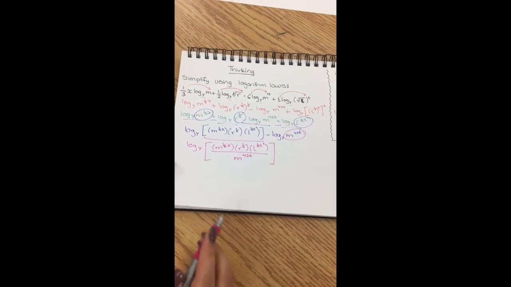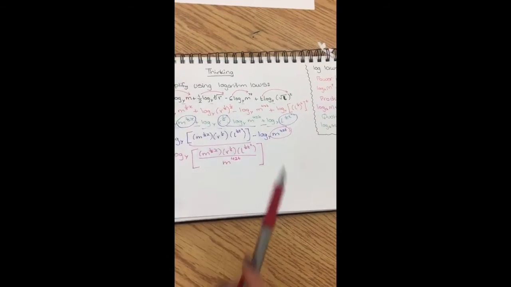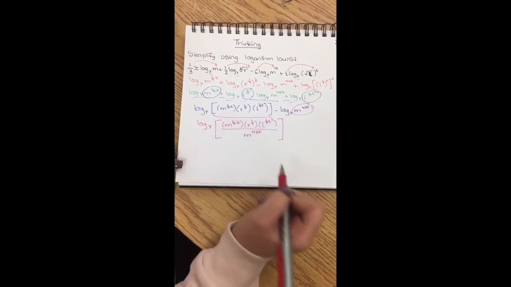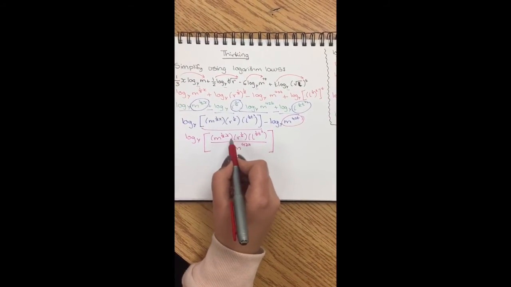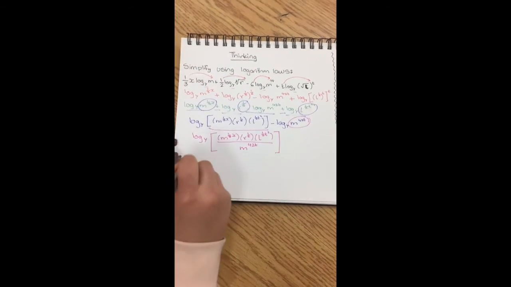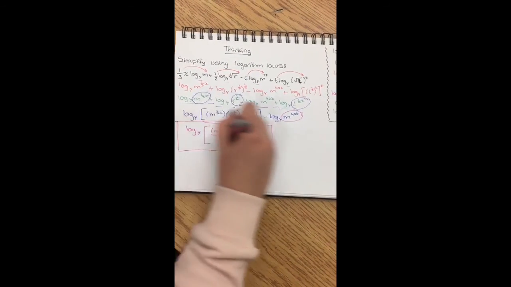And at this point, we look at the last thing that we have and see if we have anything that can cancel out, or if we can add or subtract any exponents, which we don't need to do in here. So this is going to be our simplified answer.